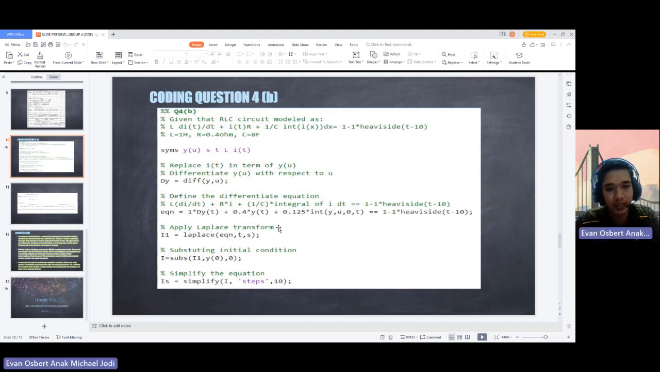Then apply the Laplace transform: I1 = laplace(eqn, t, s); then substitute the initial condition: I = subs(I1, y(0), 0); then simplify the equation: I = simplify(I, steps, 10); So that is the coding for question 4b.